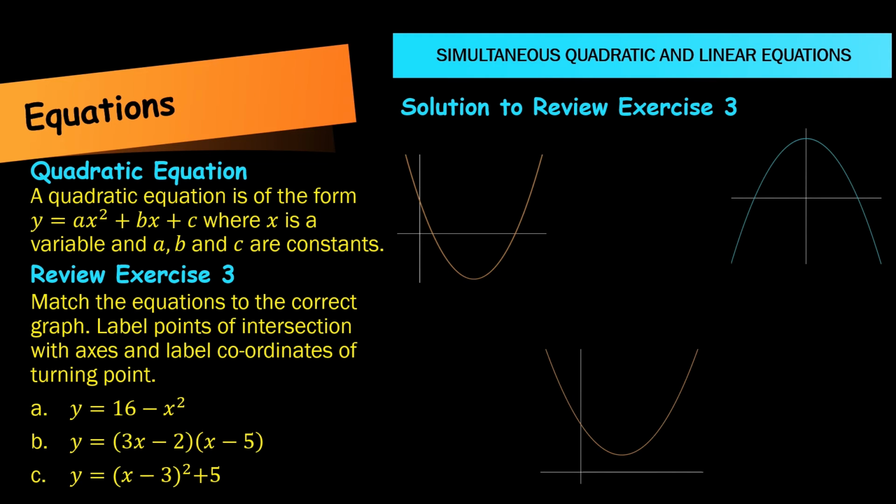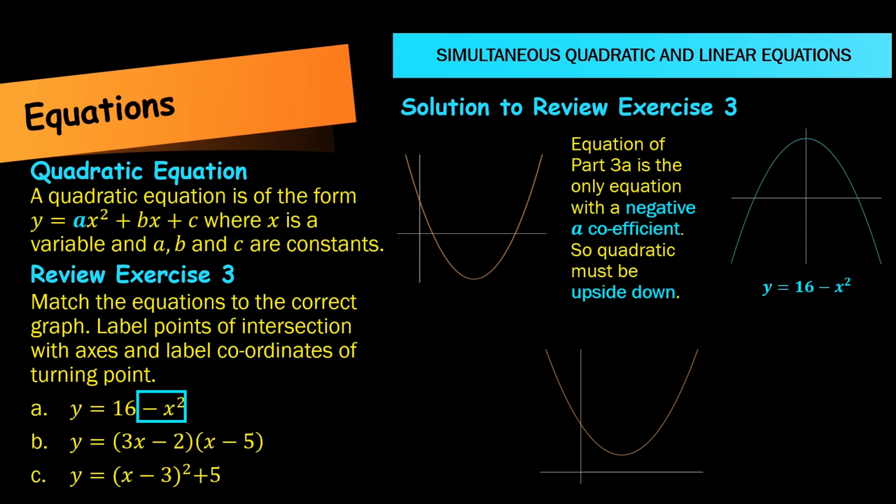Now, the equation of part 3a is the only equation with a negative a coefficient. So the quadratic must be upside down. The only function that does this is the second graph.